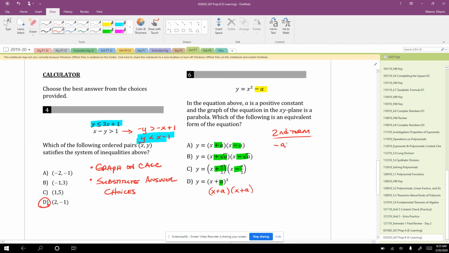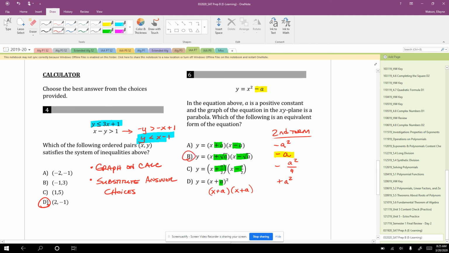Well, here I'm going to get negative a squared. Here I'm going to get negative a. For C, I'm going to get negative a squared over 4. And for D, I'm going to get positive a squared. Right, and so what I'm doing is I'm just multiplying a in option A times negative a gets me negative a squared. In option B, root a times negative root a gets me negative a. Okay, so the only one that is equivalent to the equation above is this one. So there's my answer, B.